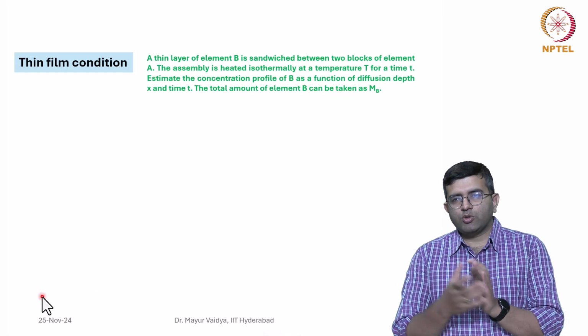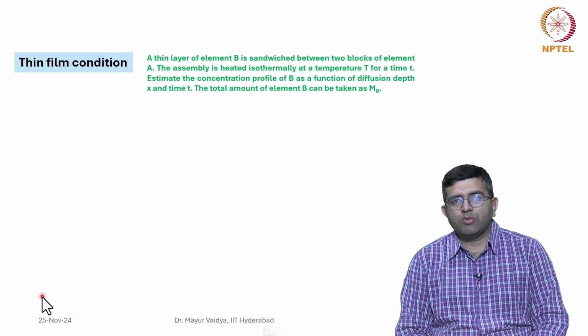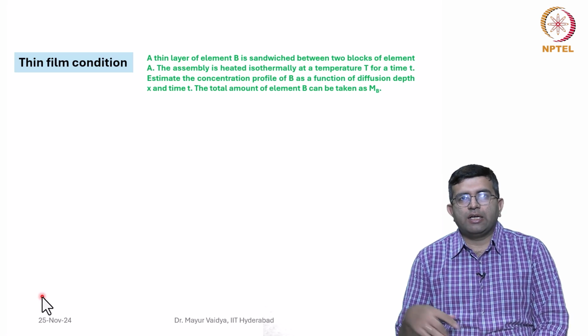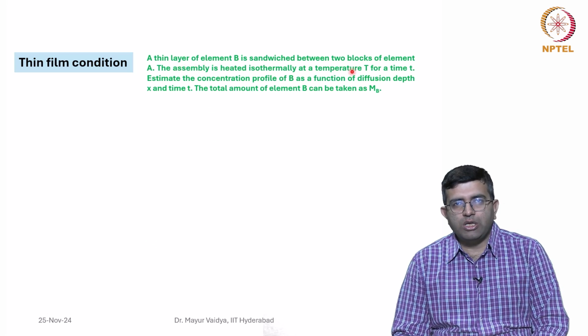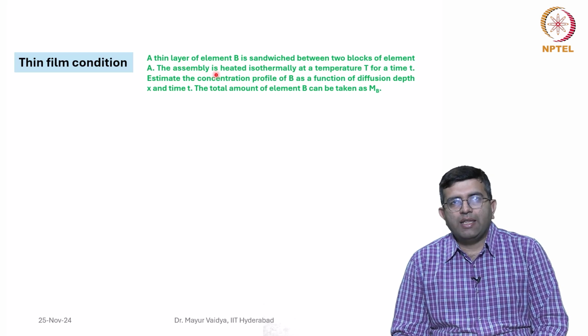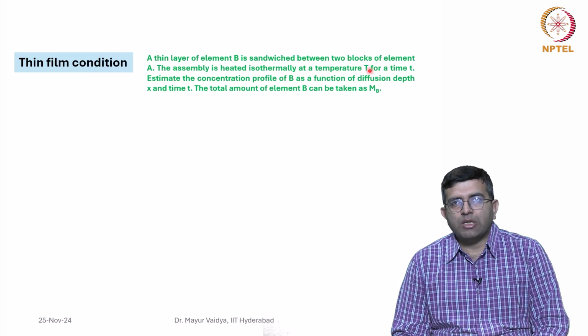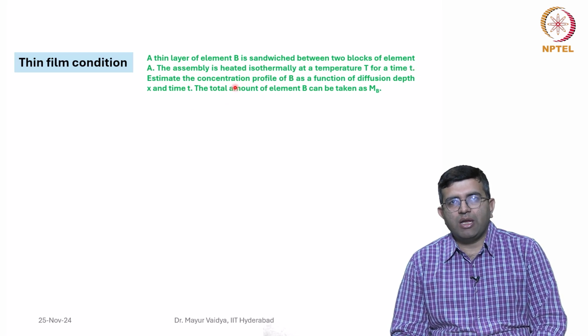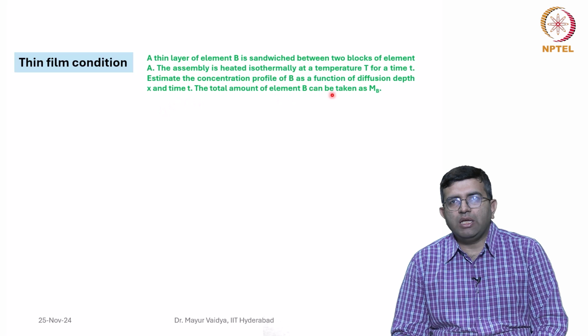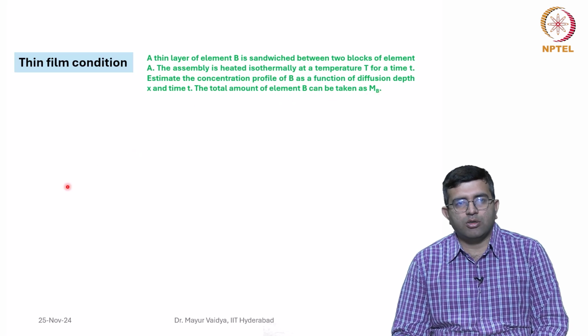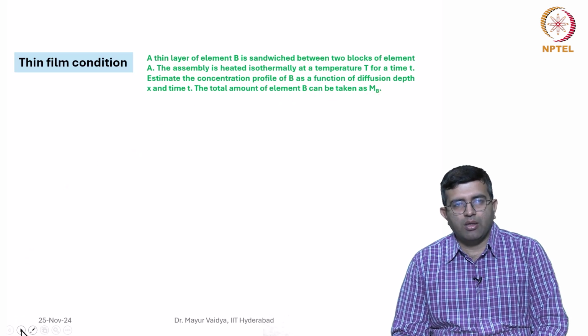Now, let us now go to the non-steady state diffusion, which is much more common actually, and let us see this problem. So, the problem is like this: a thin layer of element B is sandwiched between two blocks of element A. Then the assembly is heated isothermally at a temperature T for a time small t. And what we need to do is to estimate the concentration profile of B as a function of diffusion depth x and time t. The total amount of B can be taken as MB. The initial amount of B can be taken as MB.